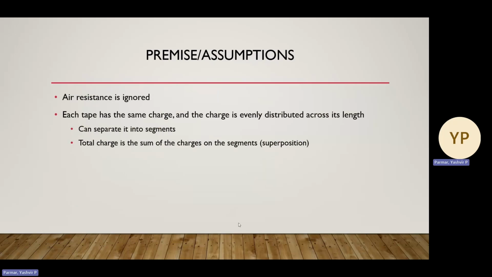So some assumptions we can make is that we will ignore air resistance for the sake of this experiment. Also, each tape has the same charge, and the charge is evenly distributed across its length. This way, we can separate it into segments and equate the total charge by summing the charges on the segments, which is the superposition concept.